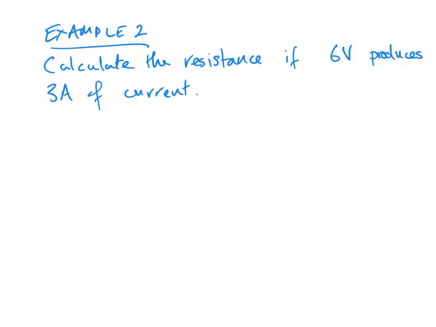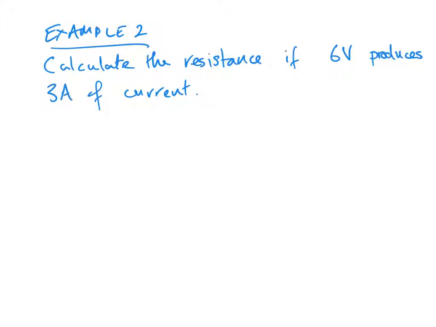Okay, so calculate the resistance, right? If 6 volt produces 3 amps of current. And once again, I want to stress this methodical problem solving. So we go through the question, we write down what we know, okay? And then think about what we're being asked and how we link them together.